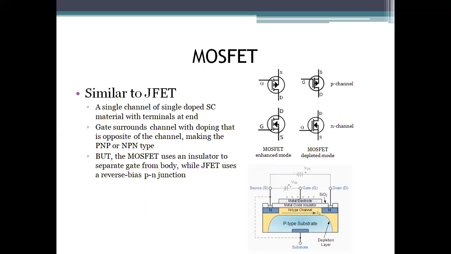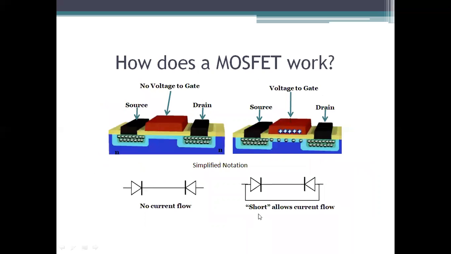MOSFET is similar to JFET, a single channel of a single doped semiconductor material with terminals at the ends. The gate surrounds the channel with a doping that is opposite of the channel, making it PNP or NPN type. But the MOSFET uses an insulator to separate the gate from the body, while JFET uses a reverse bias PN junction. That is the main difference between JFET and MOSFET.